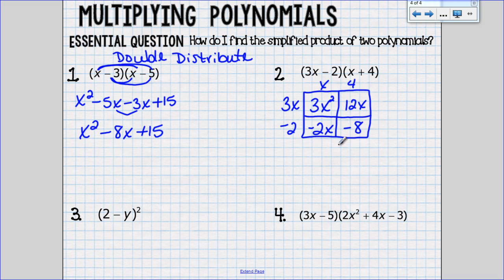And when you do the box method, you should see that these two boxes on the diagonal right here match together. That's because they should always end up the same, and so I can combine them. So I'm going to start at the top left corner, and I'm going to combine my x's, so 12x minus 2x makes 10x, and then my bottom right corner minus 8. So this is the area of the rectangle formed by these two dimensions.